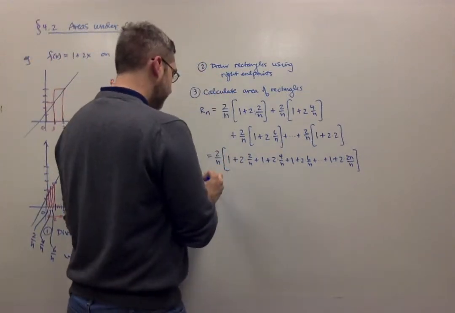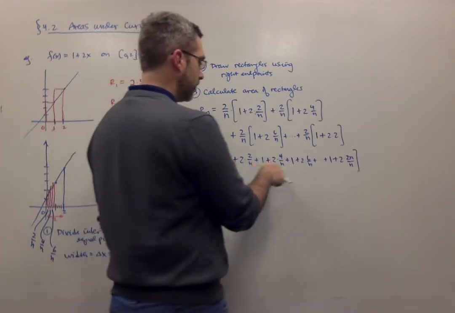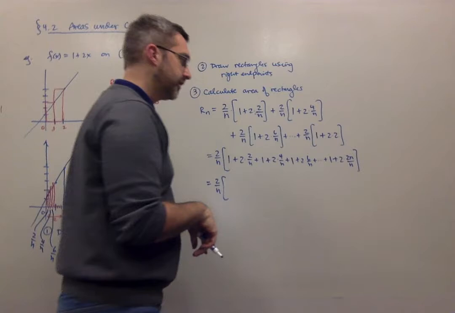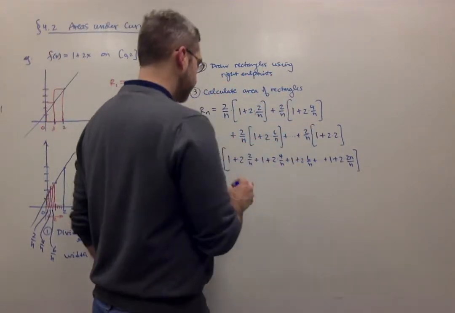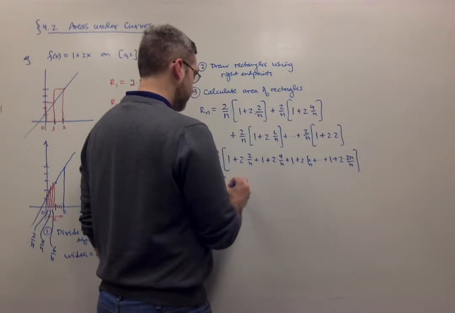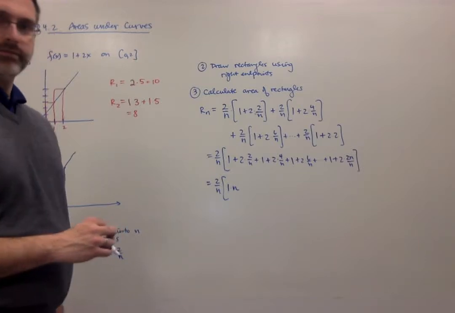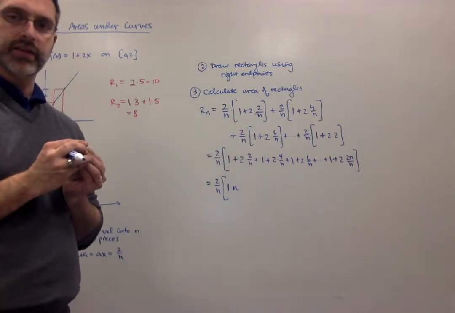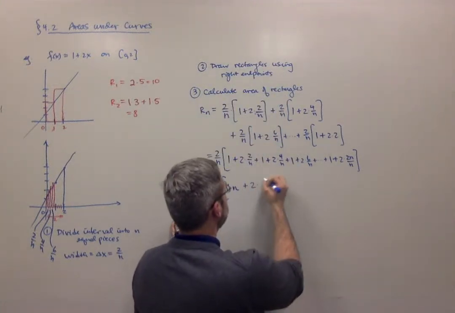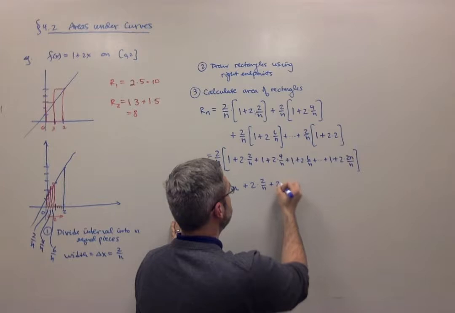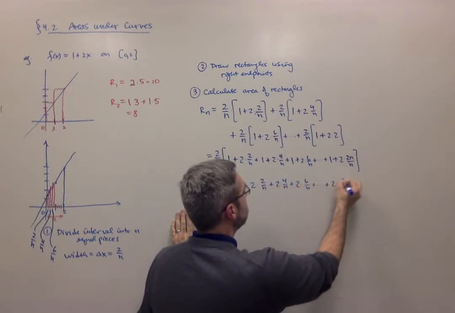Now, something else I want you to notice here. I have 1, 1, 1, 1, 1, 1, 1, 1. How many 1s do I have? Well, I have n rectangles, and each of those n rectangles has a 1, so I actually have n copies of 1. So I'm pulling all the 1s out and bringing those together. Everything else is 2 times 2 over n, 2 times 4 over n, 2 times 6 over n, until I get 2 times 2n over n.